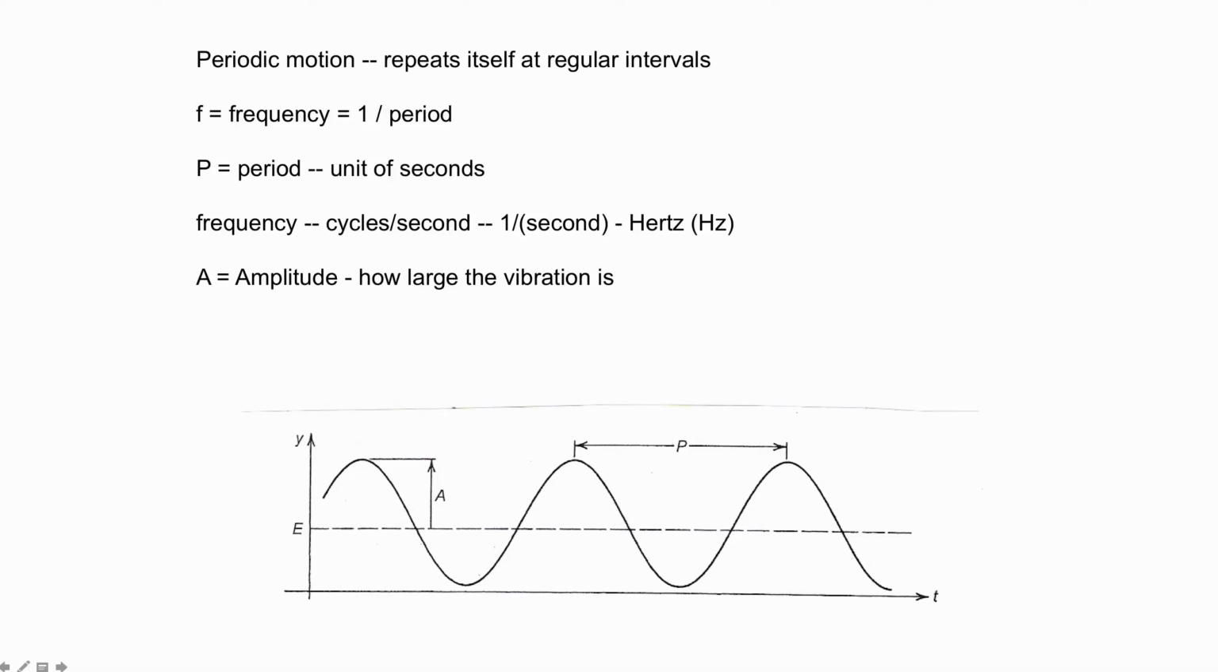The time that it takes to go through one complete cycle is called the period, and that's going to be in units of seconds. The amplitude is going to be the midway point up to the peak, or if you want, the midway point down to the bottom. Both of those are the same if you take the absolute value. And this tells you how large a vibration is. Finally, we can look at the frequency, and we can simply take 1 over the period.